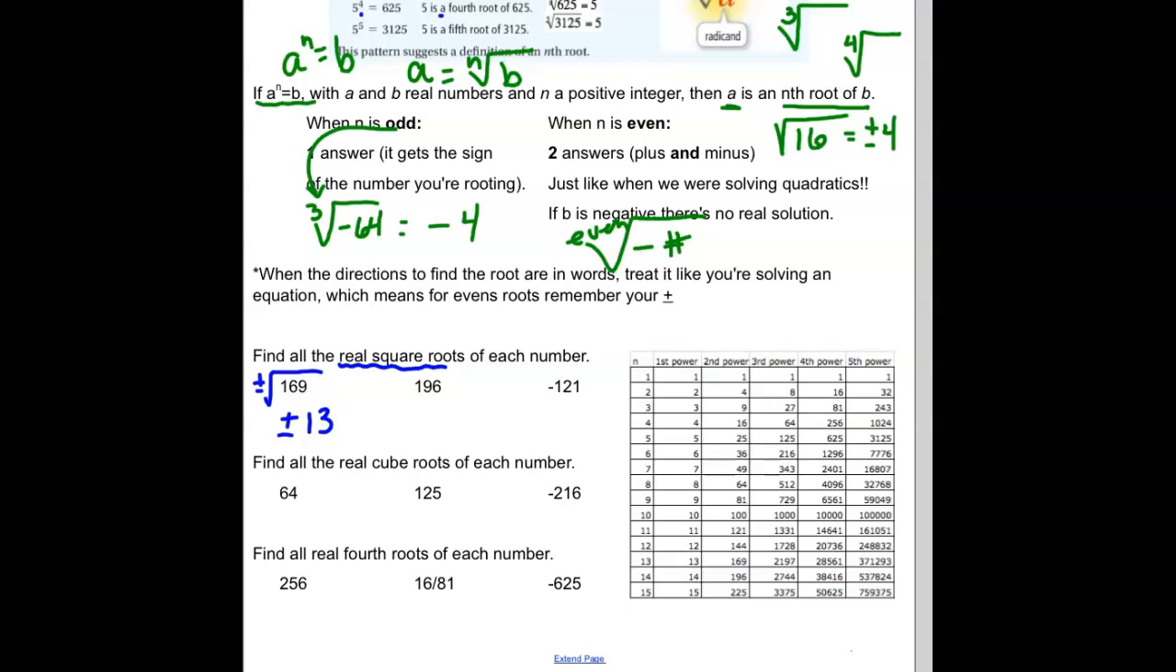For 196, we are taking the square root, so we have to consider both of these because it's an even root. The square root of 196 is 14, so we're going to get plus minus 14. For the square root of negative 121, remember if we're trying to take an even root of a negative, we're going to get no real solutions. We'd get imaginary ones. They're not asking for that today.